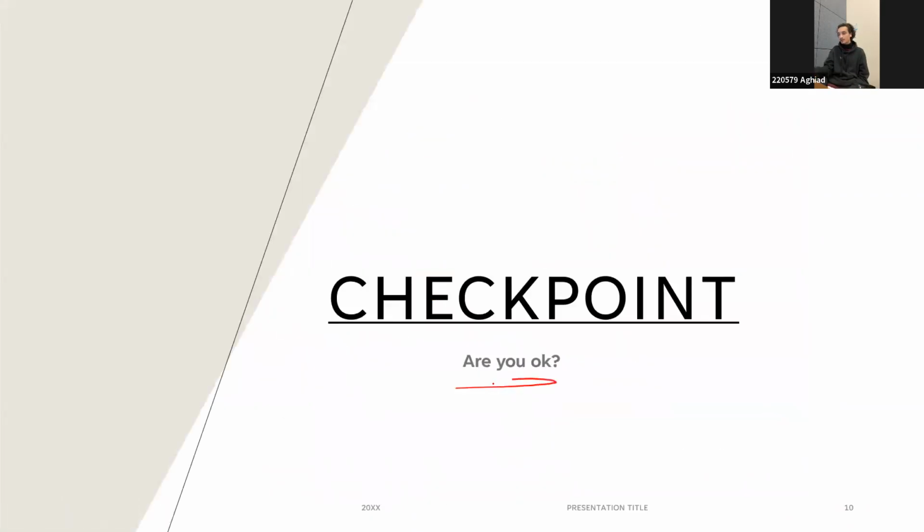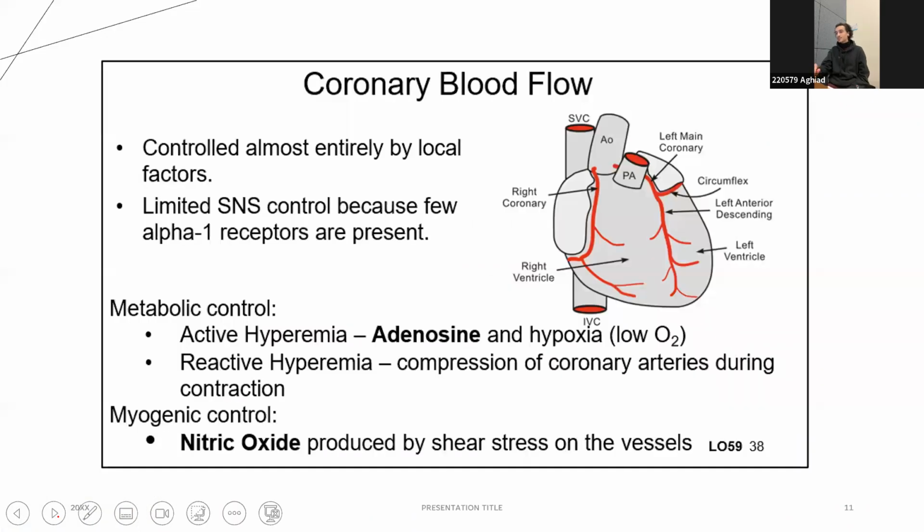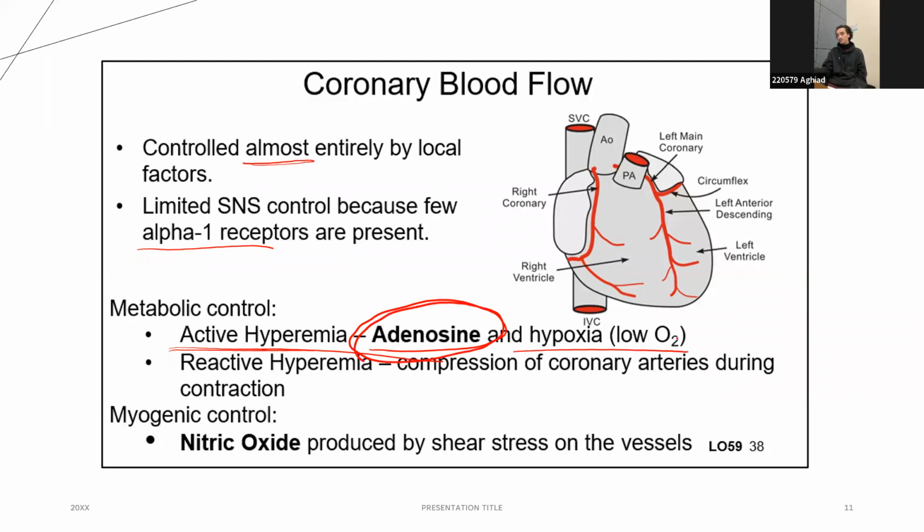Checkpoint, are you guys okay? All right, so coronary blood flow. It's almost, not entirely, but almost entirely controlled by local factors, and that's due to the lack of alpha-1 receptors. There aren't many alpha-1 receptors, and if you remember correctly, they induce vasoconstriction. And so the metabolic control for coronary blood flow, from the active hyperemia in systole, is mainly mediated by adenosine and low oxygen.